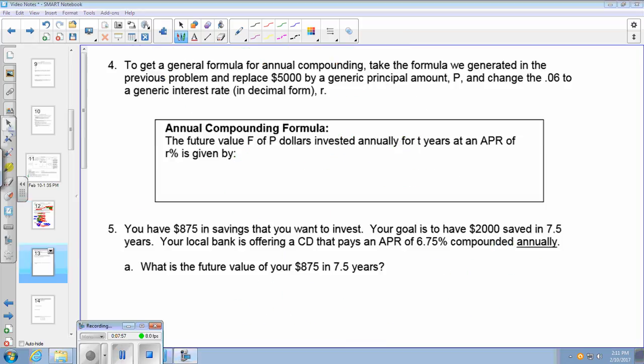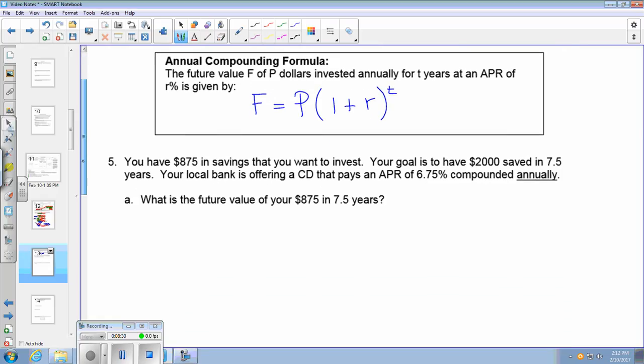Okay, number 4, to get a general formula for annual compounding, take the formula we generated in the previous problem and replace $5,000 by a generic principal amount P, and change the 0.06 to a generic interest rate. We're going to use the decimal form, and we're going to represent that by R. So your annual compounding formula for the future value F of P dollars is given by F equals P times (1 plus R) to the power of T, for T years. All right, so let's use that down below.